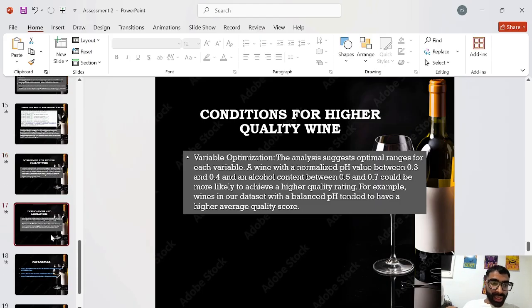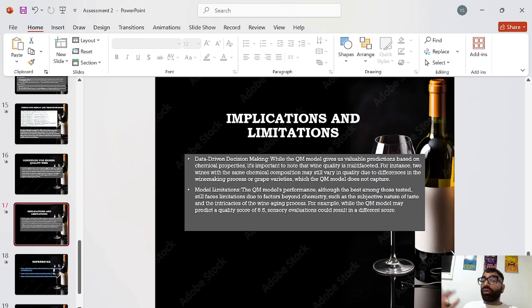Again, the limitation in our dataset is that we don't know the winemaking process. We don't know the quality of the ingredients used in the winemaking process. So again, these are the limitations in the dataset which we need to be considerate about while making the data analysis.